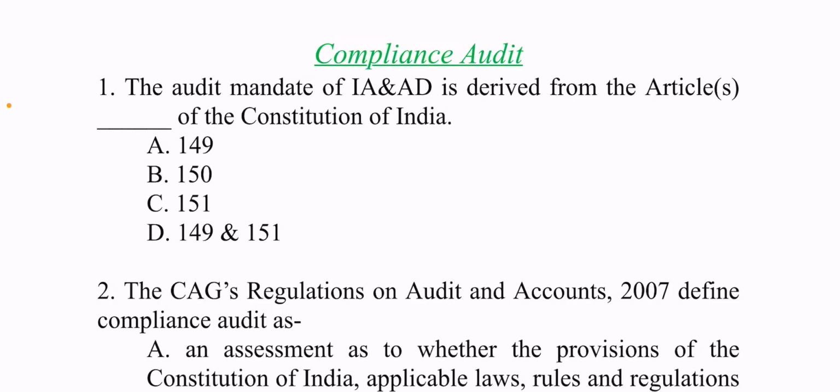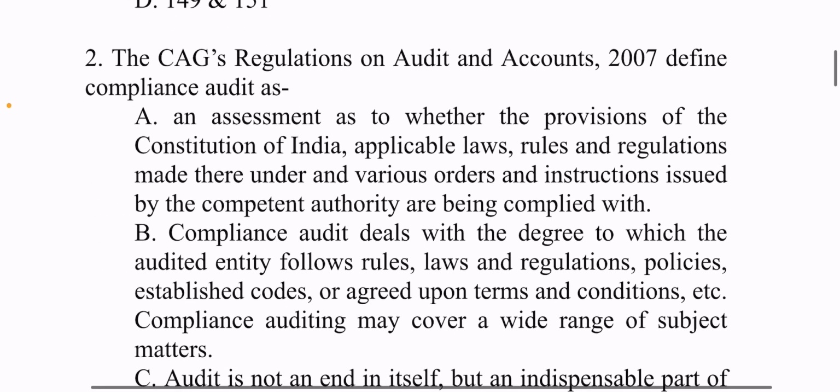The audit mandate of IA and AD is derived from the articles of the Constitution of India. Answer: D, 149 and 159. The CAG's Regulations on Audit and Accounts 2007 define compliance audit as, answer A, an assessment as to whether the provisions of the Constitution of India, applicable laws, rules and regulations made under it, and various orders and instructions issued by the competent authority are being complied with.